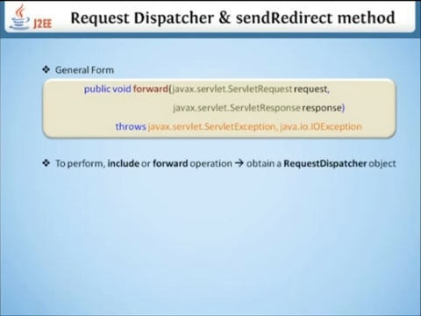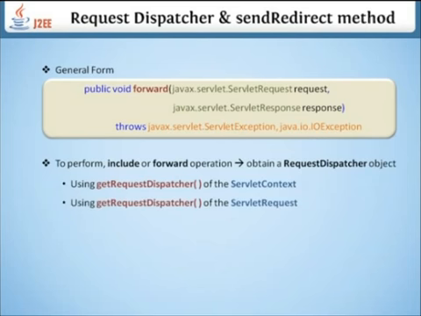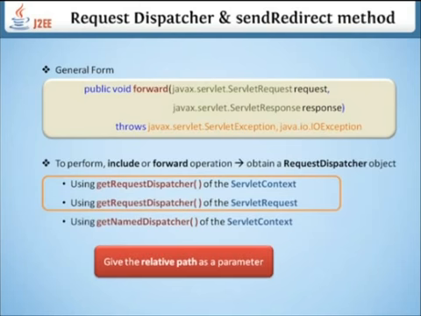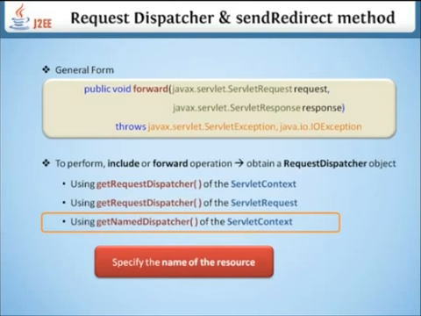To perform include or forward operations, obtain a request dispatcher object. Using getRequestDispatcher of the ServletContext. Using getRequestDispatcher of the ServletRequest. Using getNamedDispatcher of the ServletContext. Give the relative path as a parameter. Specify the name of the resource for this method.